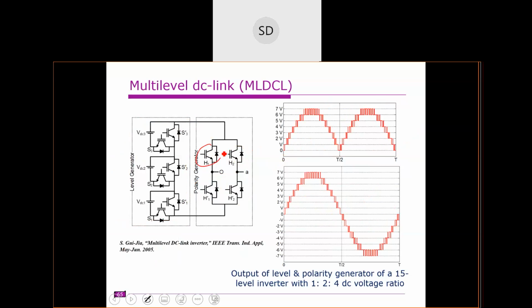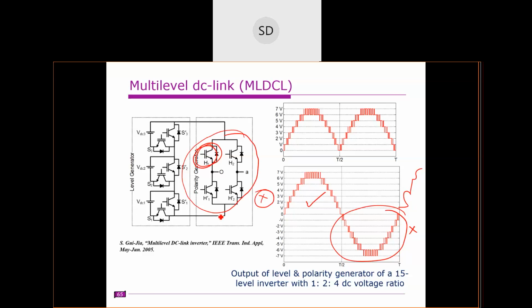For example, this is faulty, right? So that means it will generate only the positive half cycle. This negative half cycle it won't generate, right? Because H1 is faulty. In the next half cycle it will also generate another positive half cycle. So whenever there is a fault in this polarity generator, we cannot reconfigure the inverter, but when you have faults in this level generator, in that case we can reconfigure the inverter.